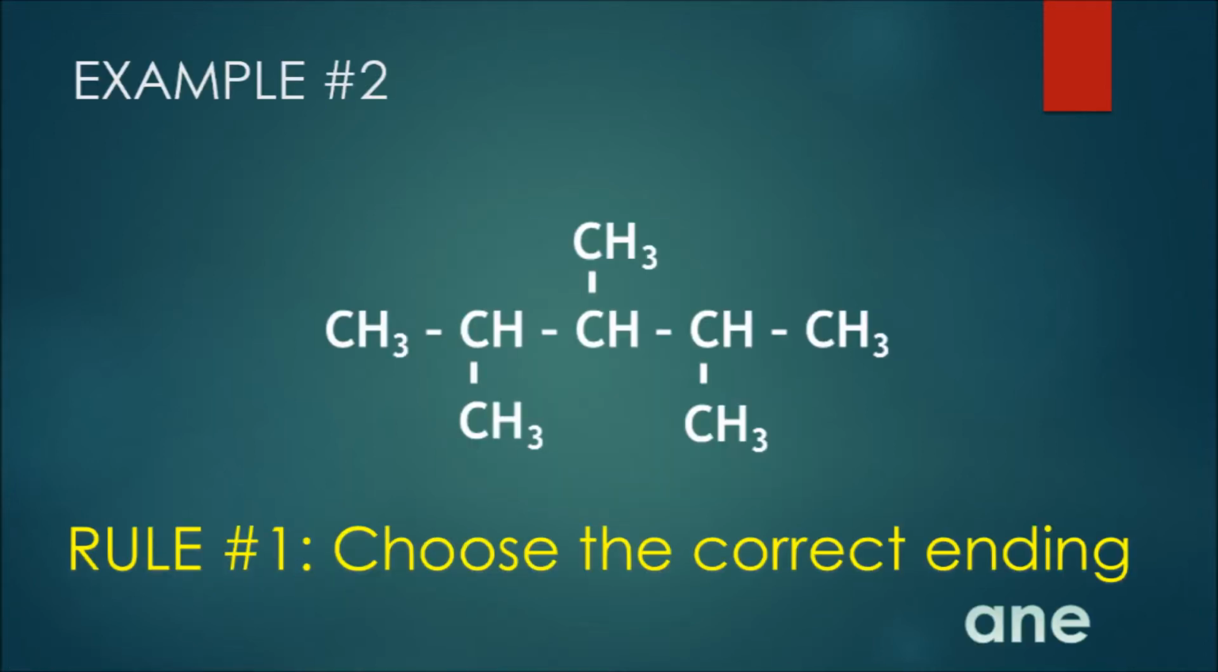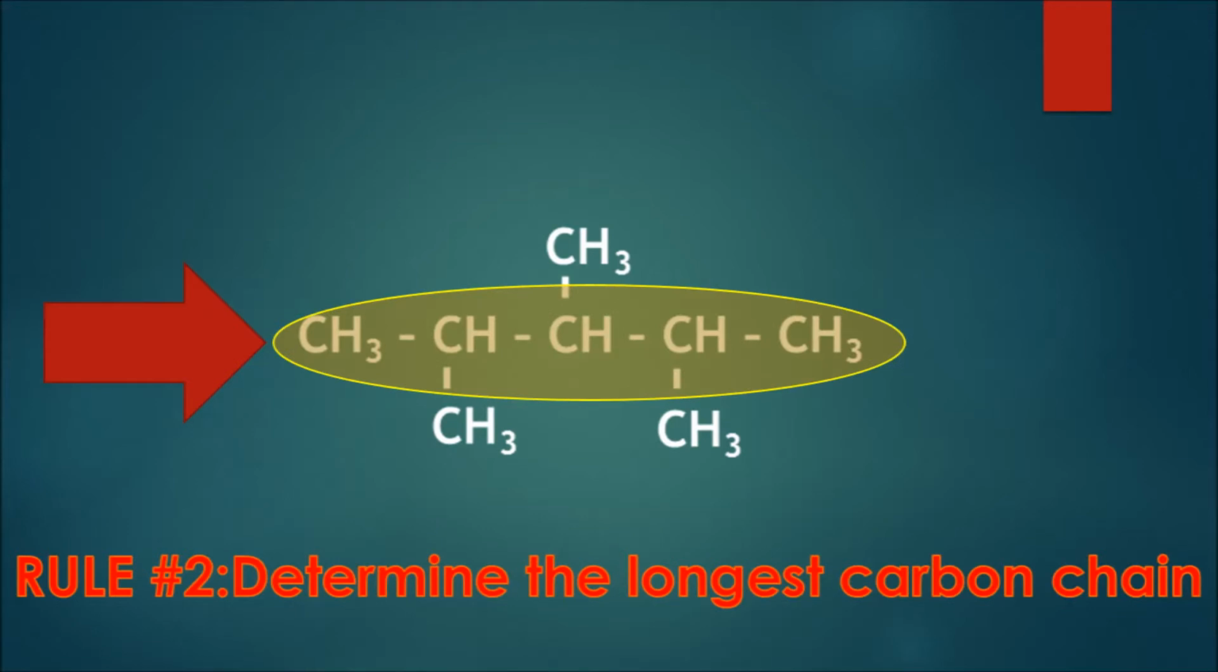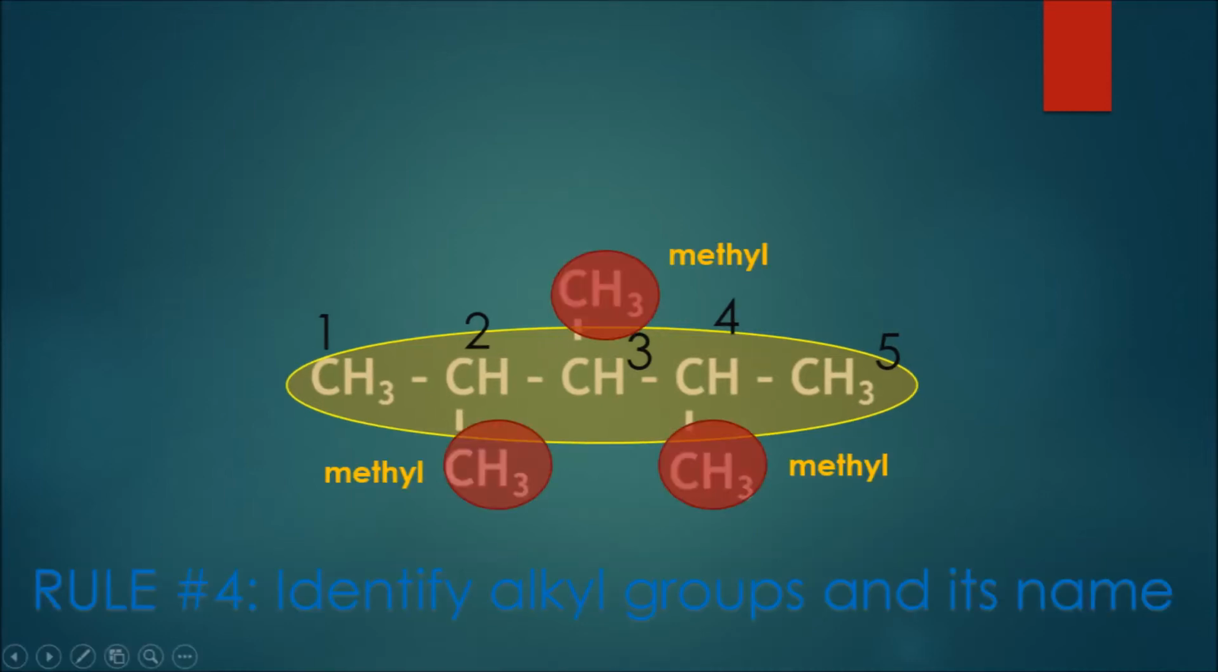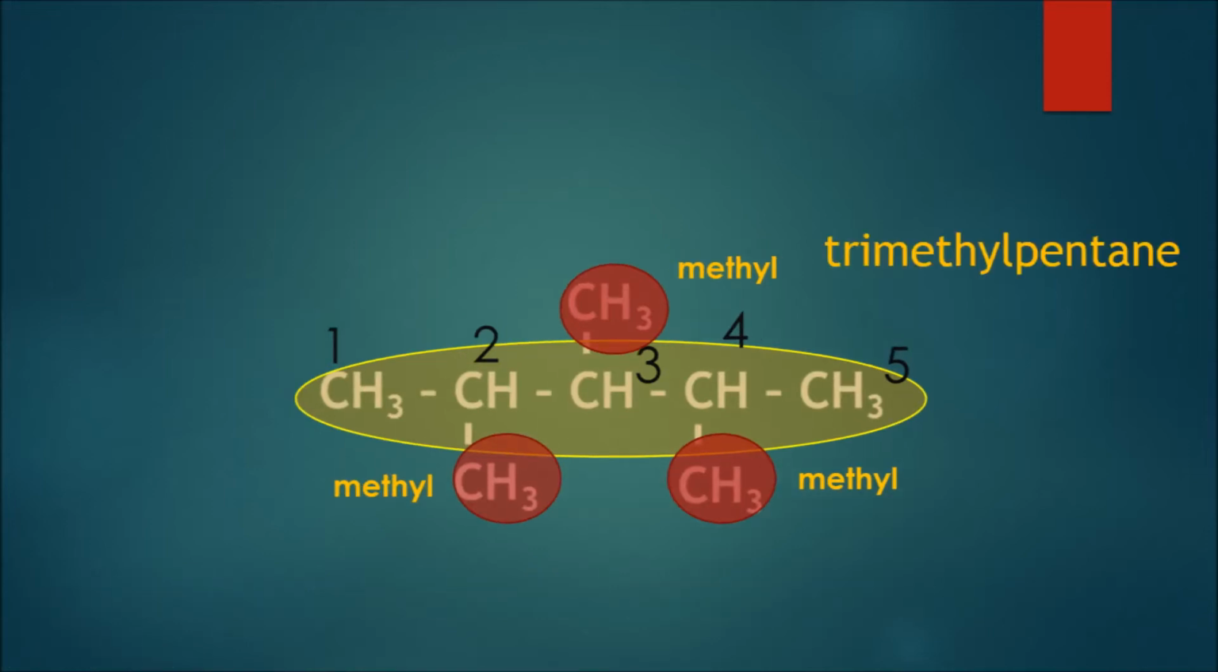Example number 2. Rule number 1. Choose the correct ending, ane. Rule number 2. Determine the longest carbon chain. Rule number 3. Assign numbers to each carbon. Rule number 4. Identify alkyl groups and their names. Finally, we have the name 3-methylpentane.